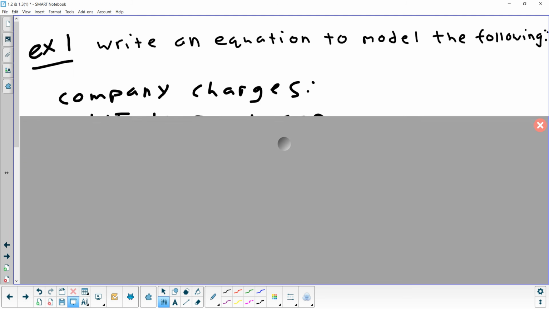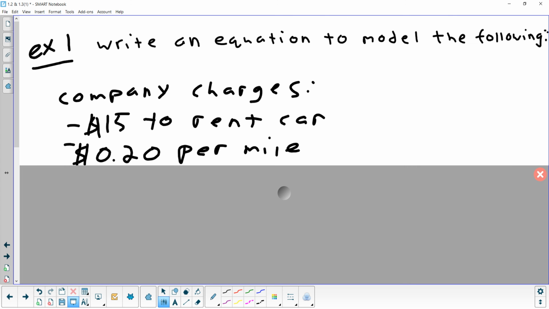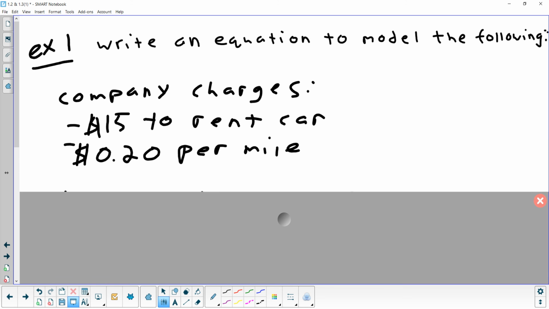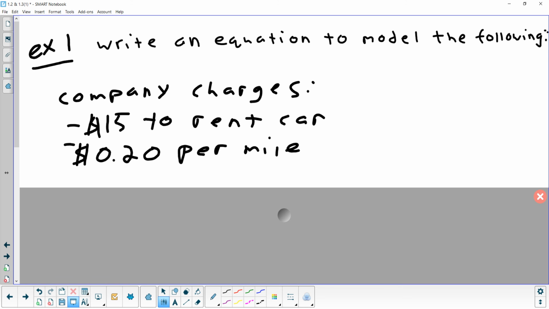All right, so first example we're going to look at, and we are going to do a little bit on the calculator with this, so I see most of you have one, so we'll use it in a little bit. It says, write an equation to model the following. A company charges $15 to rent a car, and then they charge 20 cents per mile that you drive it. We're going to write an equation.